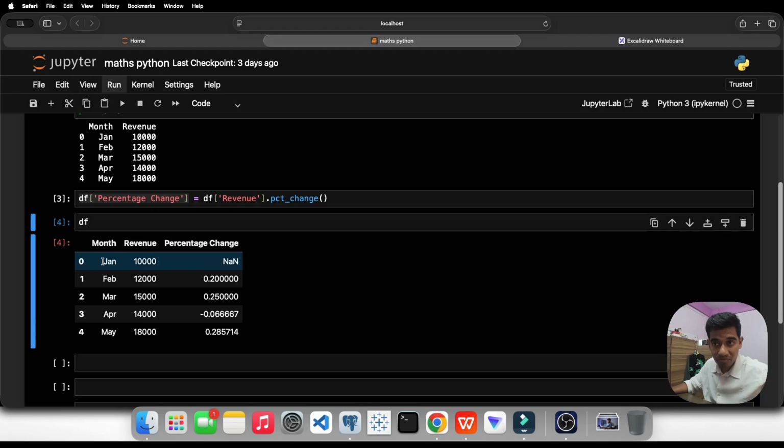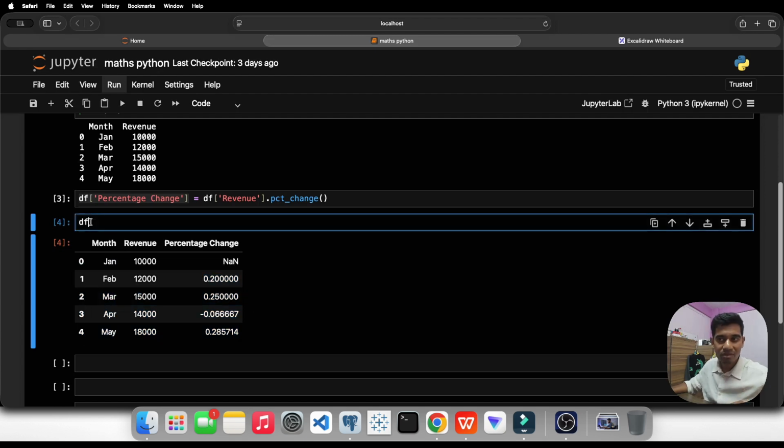Previous row from Jan, is there anything? No, null value. So current value 10,000 minus null divided by null will be a null value. Okay? NaN. Same thing goes with here, current minus previous by previous into 100. This is how we got the output.